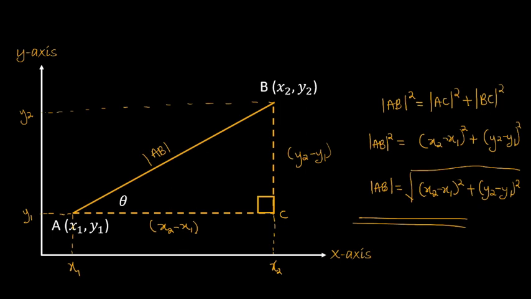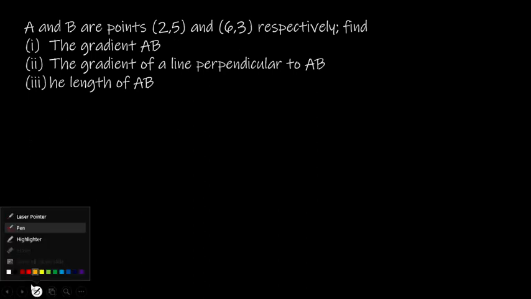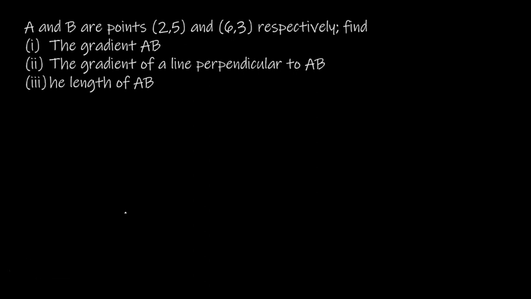Now let's go ahead and have a look at some examples to further appreciate what we are talking about. So we have the point A and B are points (2, 5) and (6, 3) respectively. We are to find the gradient of the line AB, the gradient of the line perpendicular to AB, and then the length of AB. Okay, so let's write down our solution.